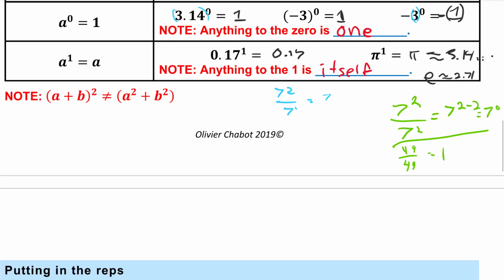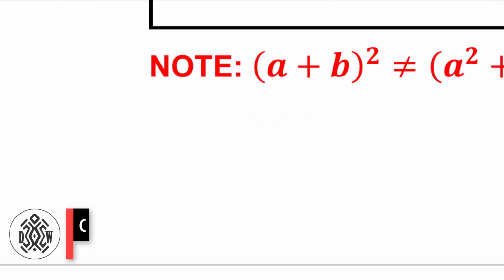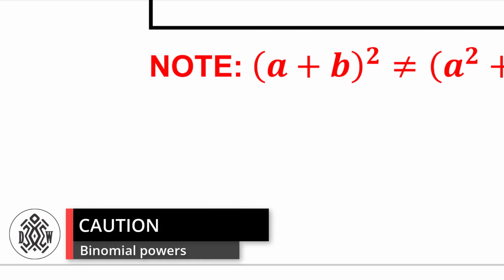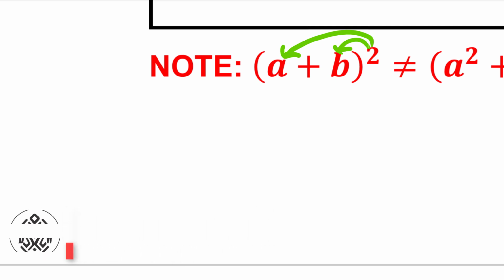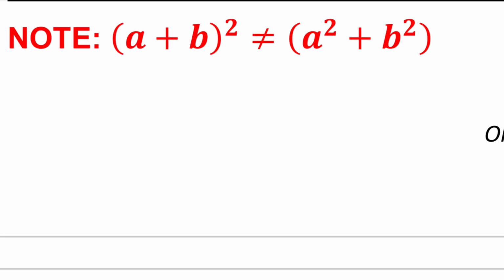Now, let me catch you with something. A plus B squared. Based on the rules you've learned, maybe you could do this. But no, you can't. It doesn't equal A squared plus B squared. Why? Well, if you think about it, what is an exponent? Exponent 2 means that you just multiply it by itself 2 times. So we have A plus B times A plus B.